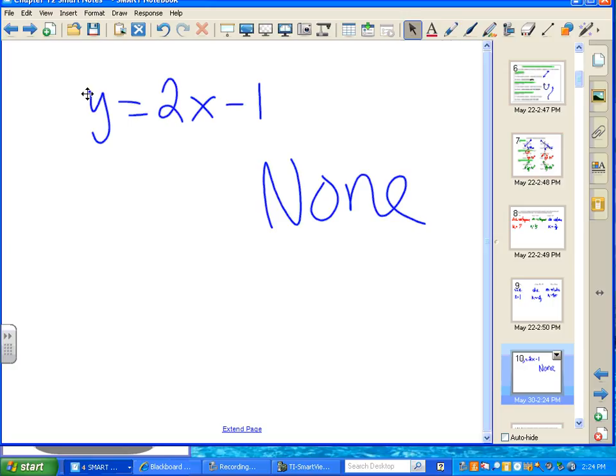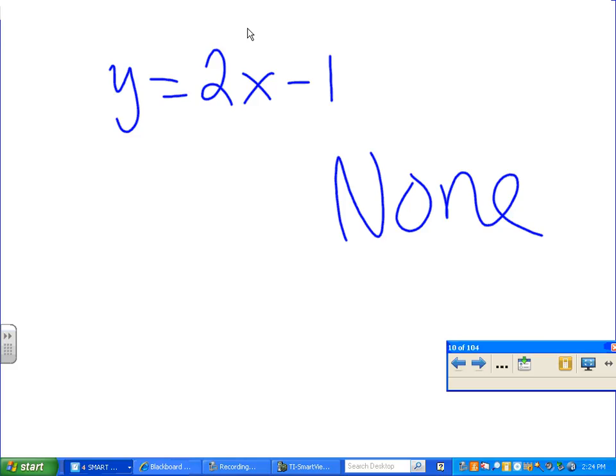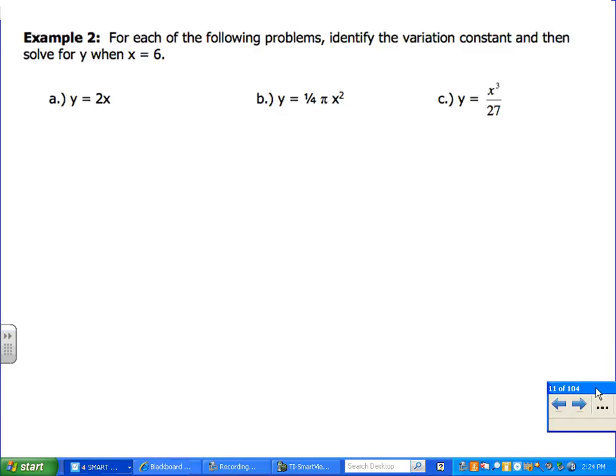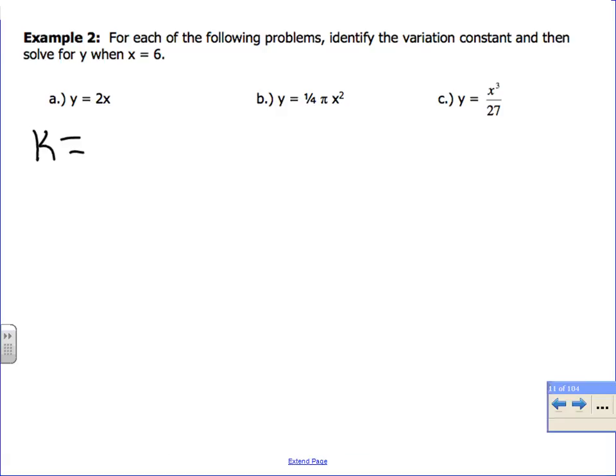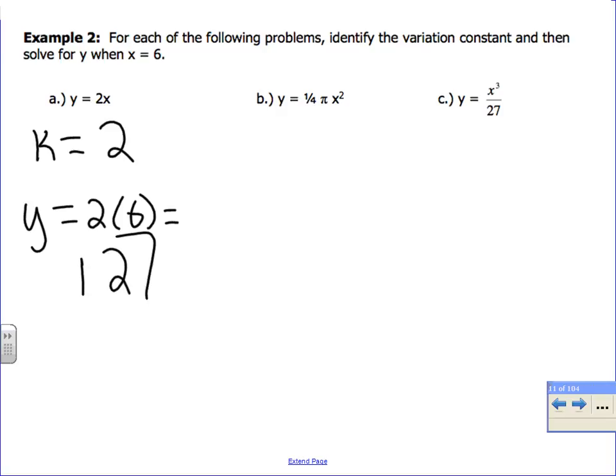Okay, flip over to example 2. So we need to identify the variation constant and then solve for y when x is 6. Let's just do one of these. So letter A, Nathan, what is the variation constant? 2. Good. Will, if x is 6, what is y? Good job. So I'm not going to do any more of those. Just like we did, identify k. Don't worry about saying what kind of direct variation it is, and then they're asking you to evaluate. So we're not going to worry about that.